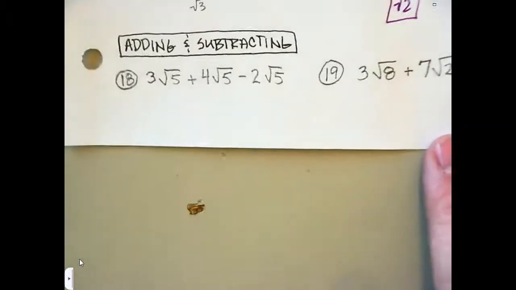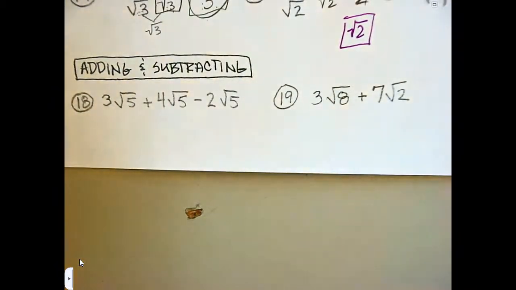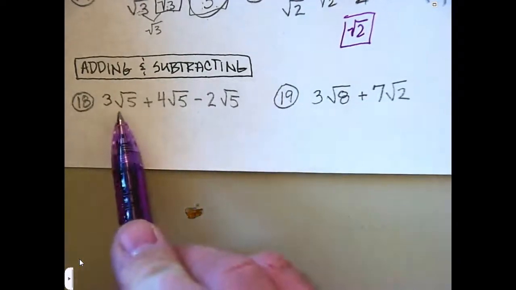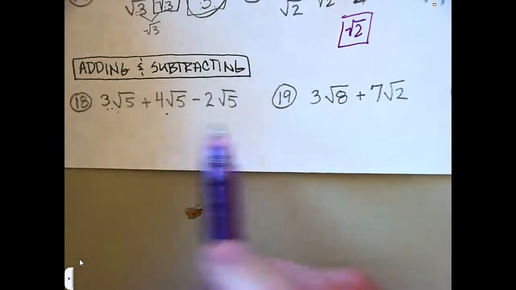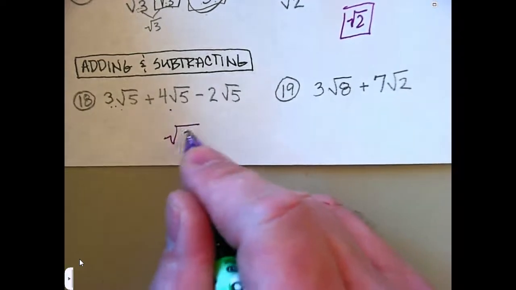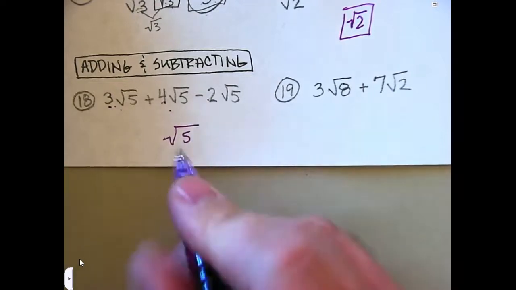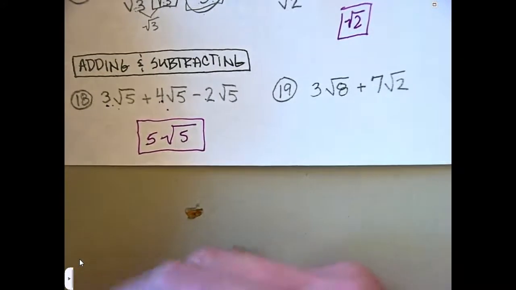Okay, we then have adding and subtracting. What's the rule when you're adding and subtracting? They have to be like terms, yeah. Oh, those are all like terms. You're counting up roots. You have 3 little root 5s and 4 little root 5s and negative 2 little root 5s. So how many root 5s do you have total? 5. 3, 4, that's 7, minus 2 is 5. You have 5 root 5s. Wow.